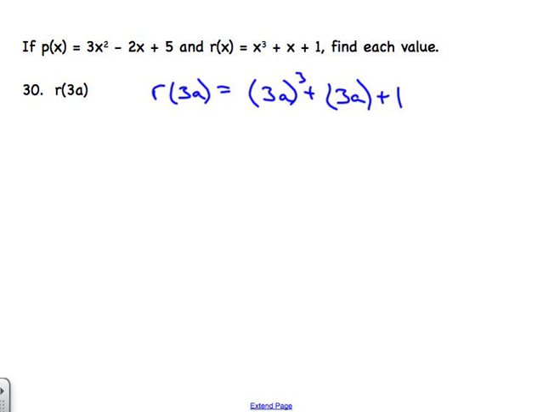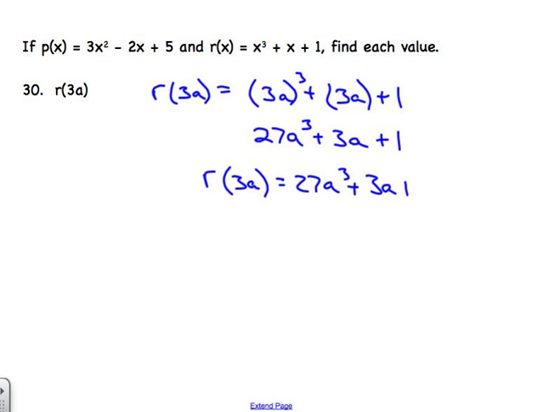When we cube 3a, 3 times 3 times 3 is 27, and then a cubed. 3a, there's nothing we can do with that, so we write it down, and then plus 1. 27a cubed and 3a are not like terms, so my final answer, r of 3a, is 27a cubed plus 3a plus 1.